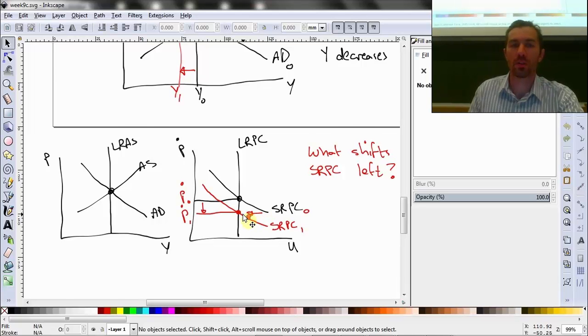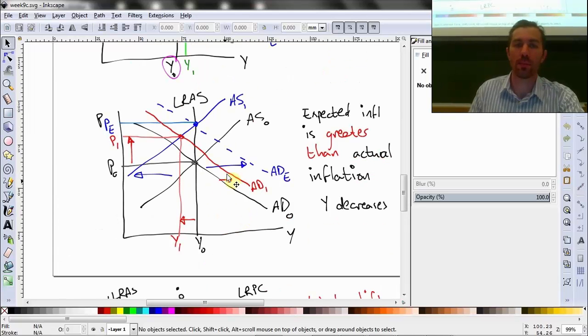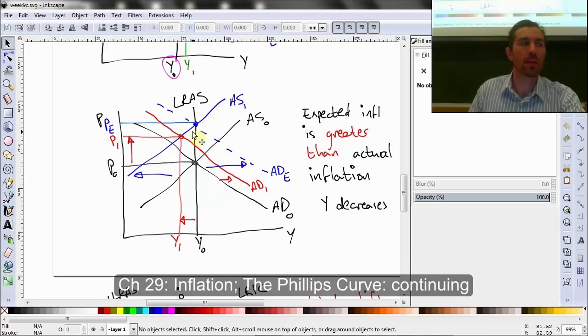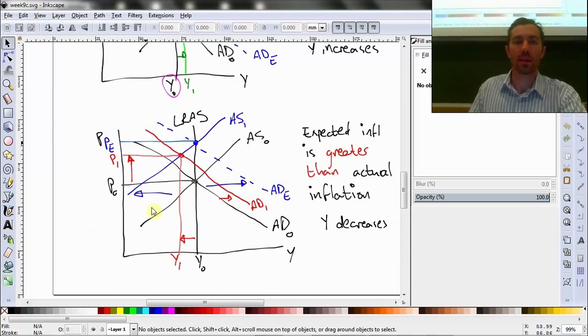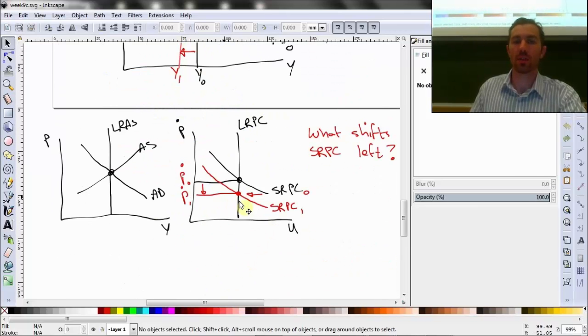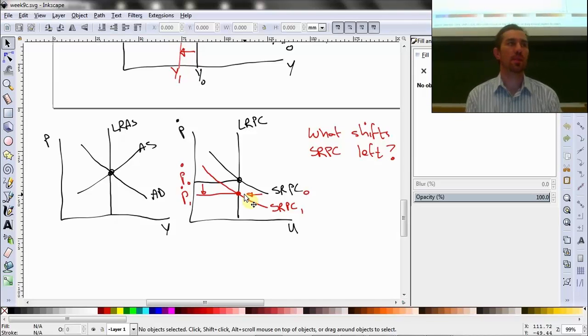I wanted you to show me in this diagram that we had previously constructed why or how our short-run Phillips curve shifts to the left. What is happening in our market that shifts it to the left? Did anyone spend any time outside of the lecture thinking about this?